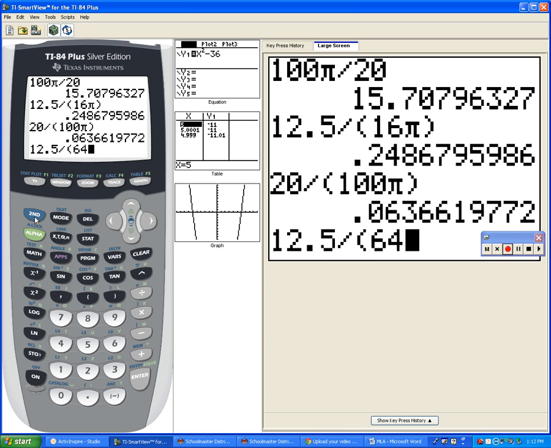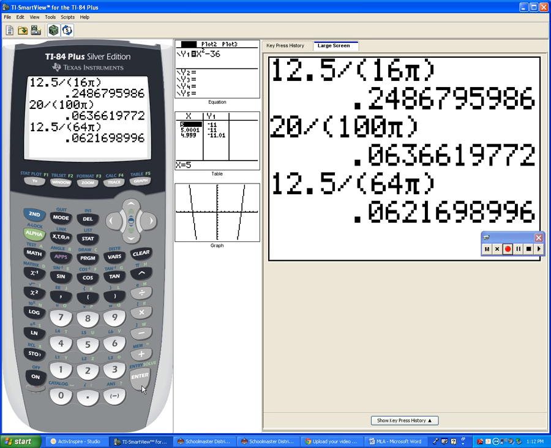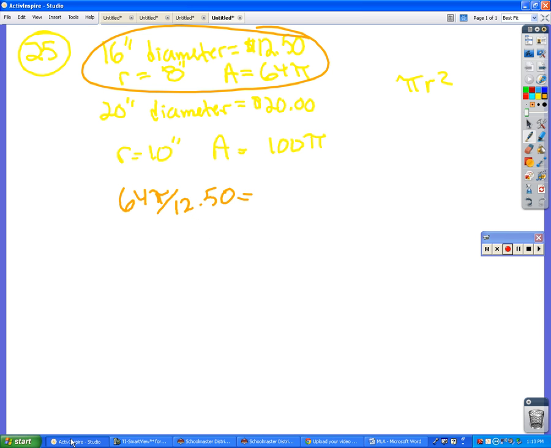This time, if you do the price divided by the area, which one do you want, the bigger or the smaller? This time you would want the smaller, because you would be looking for paying the fewest amount of money per square inch or something like that. So no matter which way you do it, you come up with the 16-inch pizza being a better deal, okay?